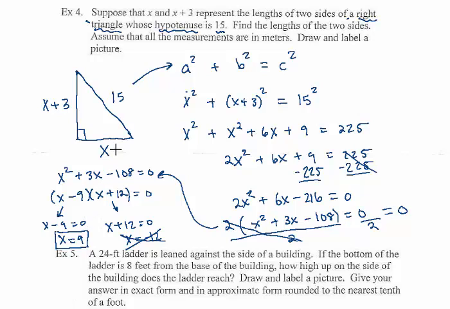Okay, so in other words, this bottom side, according to the way I drew my picture, equals 9. This second leg over here would be x, which we found to be 9, and then add 3 to it. It would end up being 12. Okay, so here's all 3 sides: 12, 9, and 15.